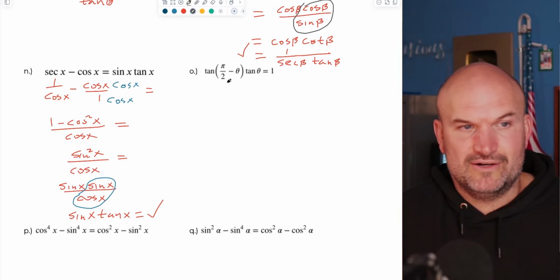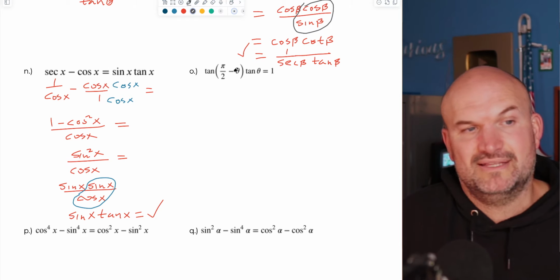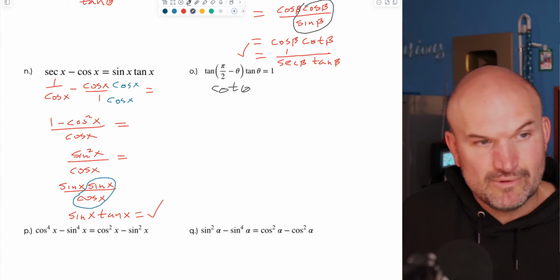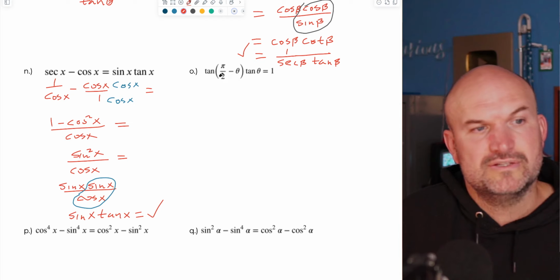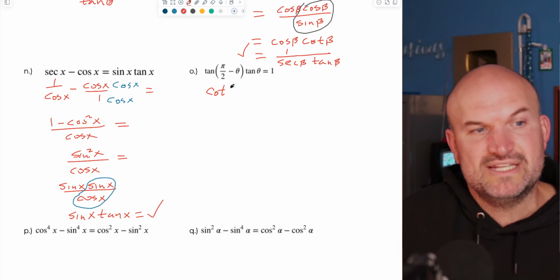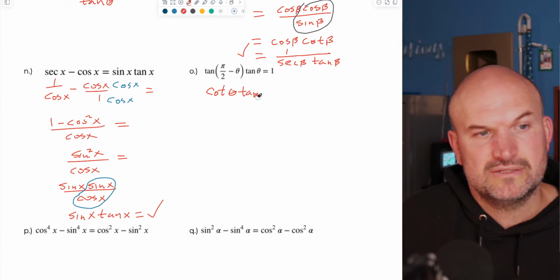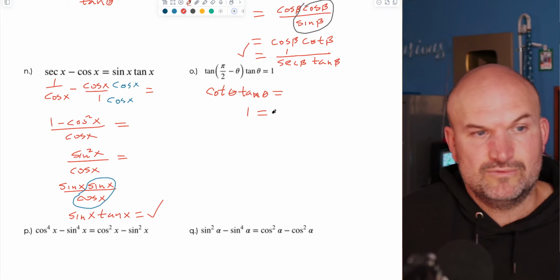Next one is cofunction identity. So we need to know how to rewrite this cofunction identity. So tangent of pi halves minus theta, that's going to be rewritten as cotangent of theta. So this can be rewritten as a cotangent of theta times a tangent of theta. And hopefully you recognize cotangent times tangent. They're reciprocals of each other. So that's just equal to a 1.